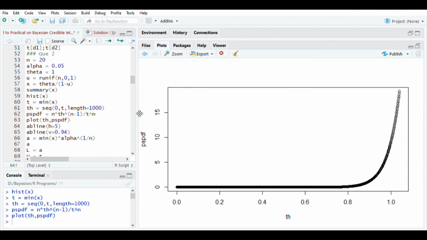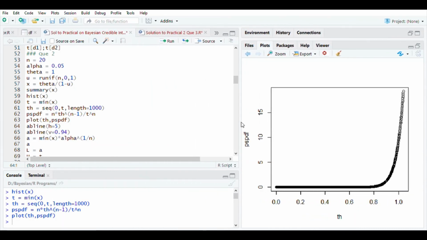So now what will happen if we want to find an interval for this kind of posterior distribution? What we do is we choose all the values of theta for which the posterior PDF is greater than or equal to K alpha. So now suppose K alpha is 5. Let us draw a line at the point 5 in this graph. So abline h is equal to 5. See here, this is the line.